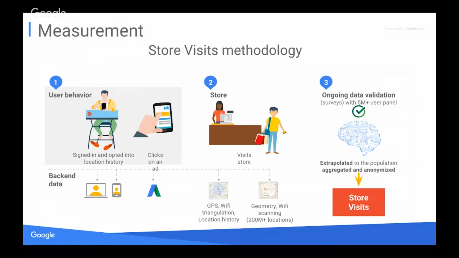After this, we'll validate our observed store visits with surveys. We'll send surveys to people who we think went to your store, calibrate our model based on how many users actually went to the store, and then confirm that they did. On the other side, you can see store visits attributed at the campaign, ad group, or keyword level to understand how campaigns are driving consumers to the store.